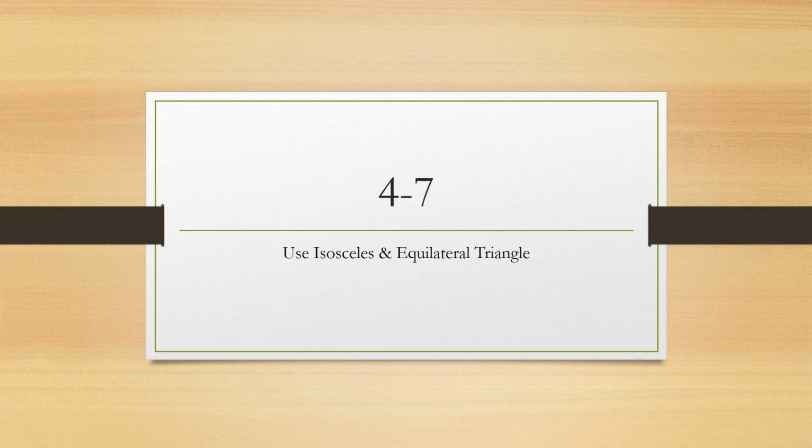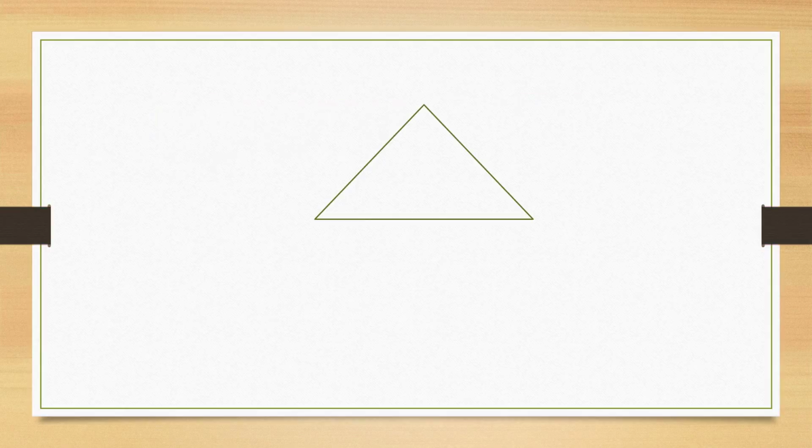4.7. Use isosceles and equilateral triangles. On an isosceles triangle, this angle here, located where the two congruent sides meet and opposite the base, is known as the vertex. Here are the two congruent sides. Those are known as legs.